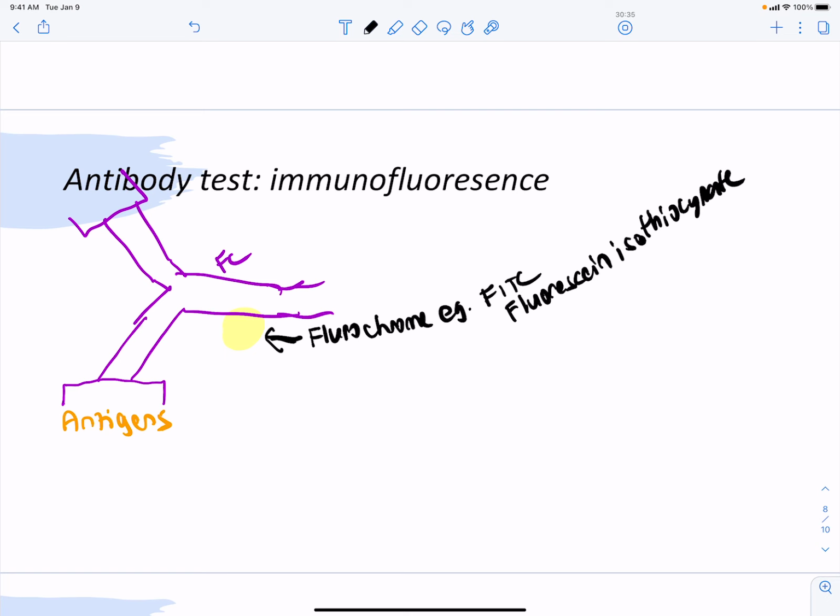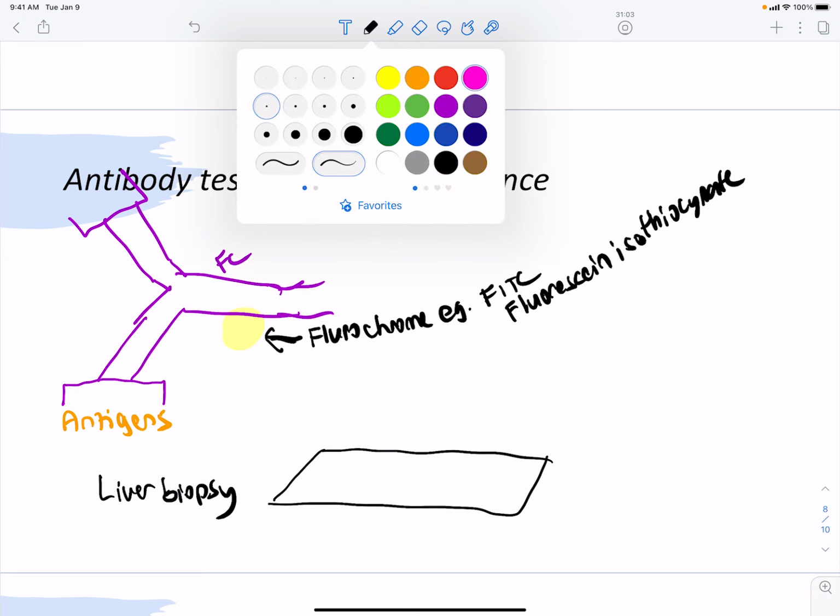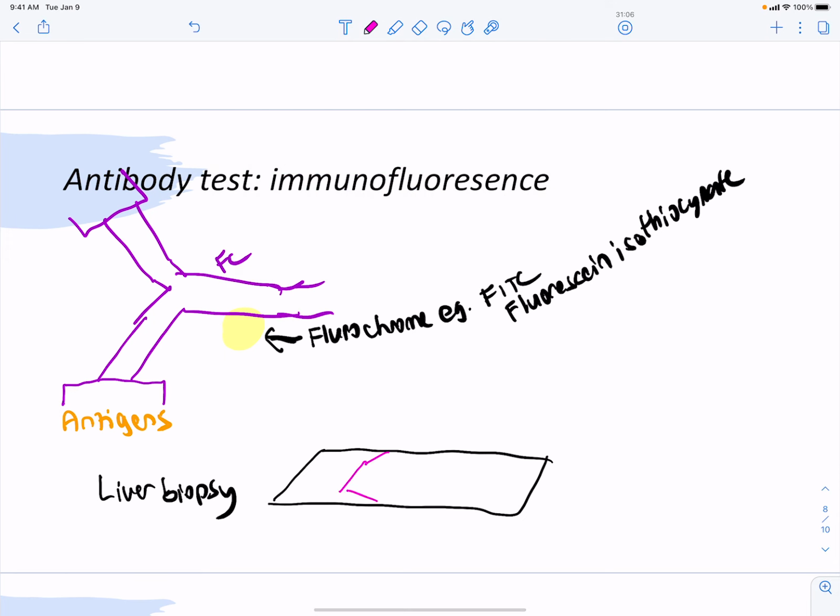This test is used to detect antigens in cells or tissue sections, and it can also screen for autoantibodies on a cell or tissue. So, for example, if you take a liver biopsy, you can basically cut the liver, the hepatocytes, and you can put them on a slide. So here's our hepatocyte. And these are very thin sections, but you can still see the structure of your hepatocyte, the cell.